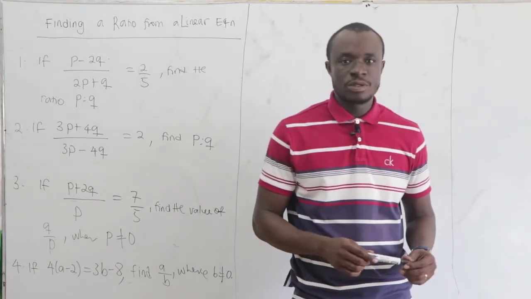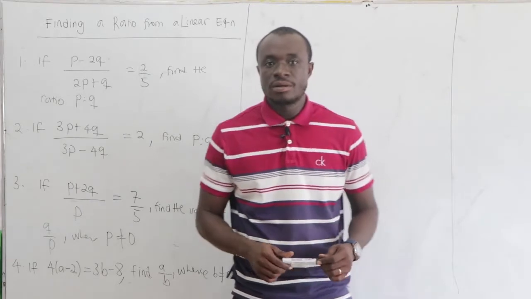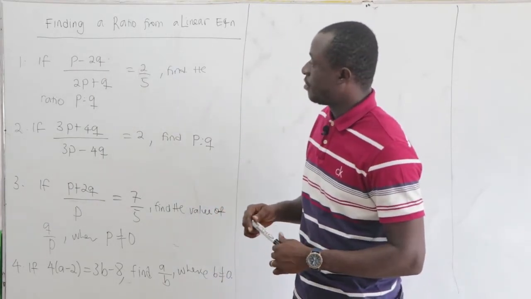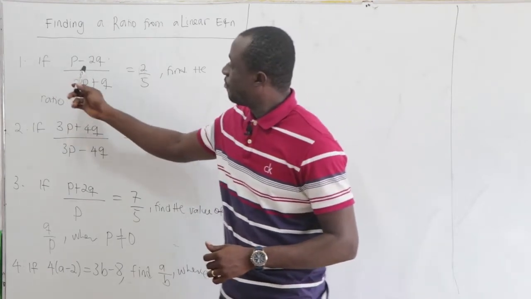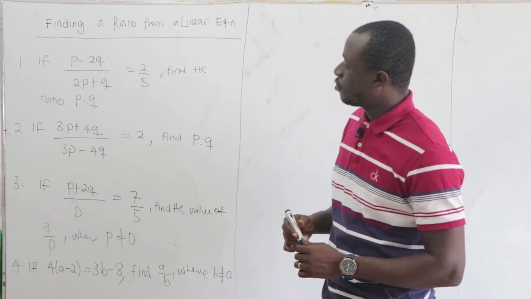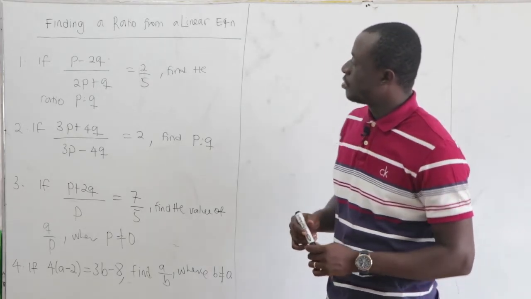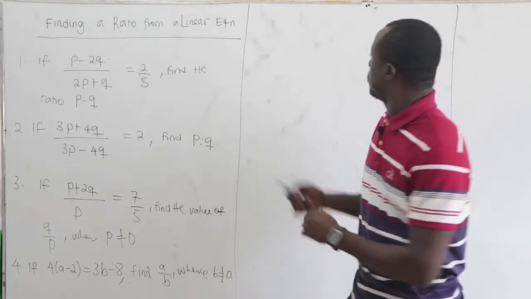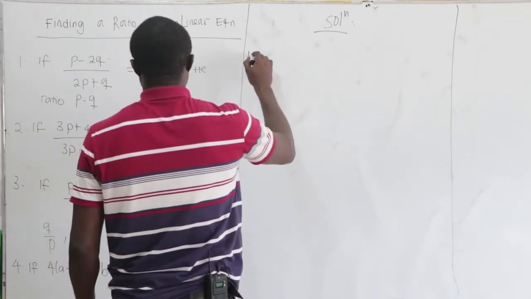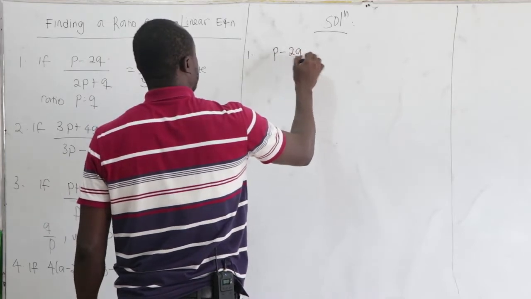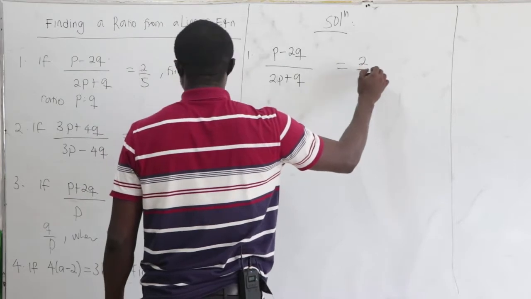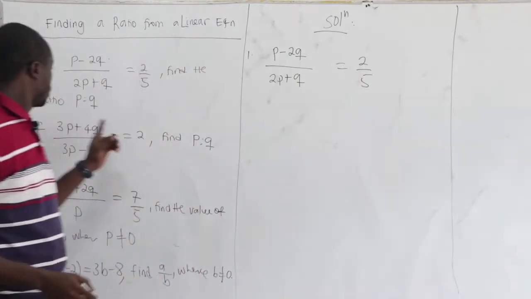Now let's continue our lessons on linear equations. And then here, finding the ratio from a linear equation. Question 1 says that if P minus 2Q all over 2P plus Q is equal to 2 over 5, you find the ratio P is to Q. So the first one, we have P minus 2Q all over 2P plus Q equal to 2 over 5. We want to find the ratio P is to Q.